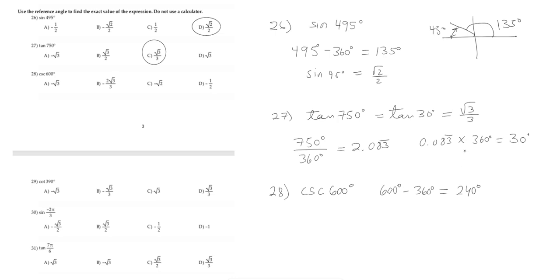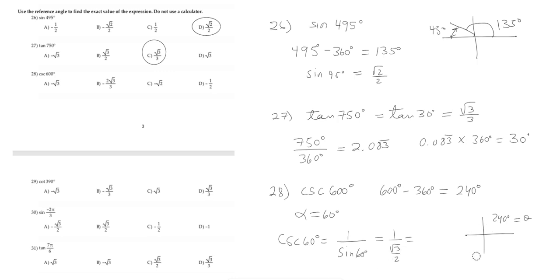240 lies in the third quadrant. So our theta angle lies here, 240 degrees. This is theta, and this is alpha. So alpha is 60. Then cosecant 60 is 1 over sine 60. Sine 60 is root 3 over 2. So 1 over root 3 over 2.